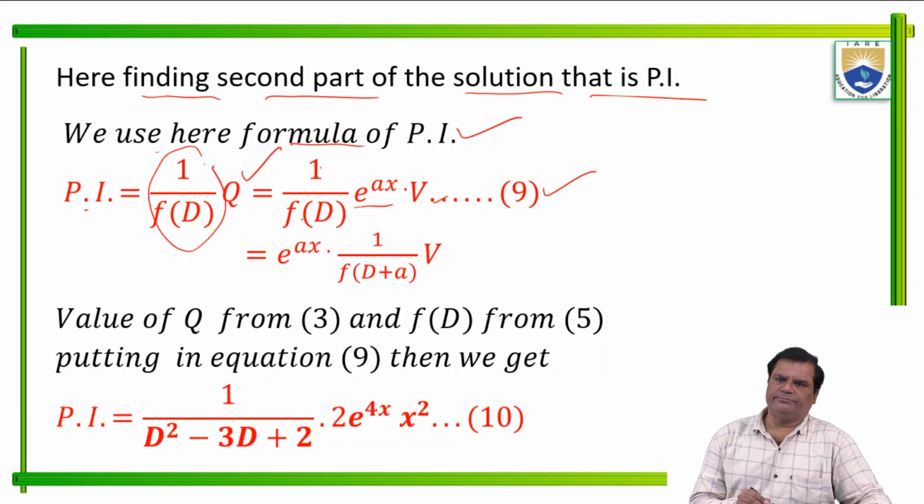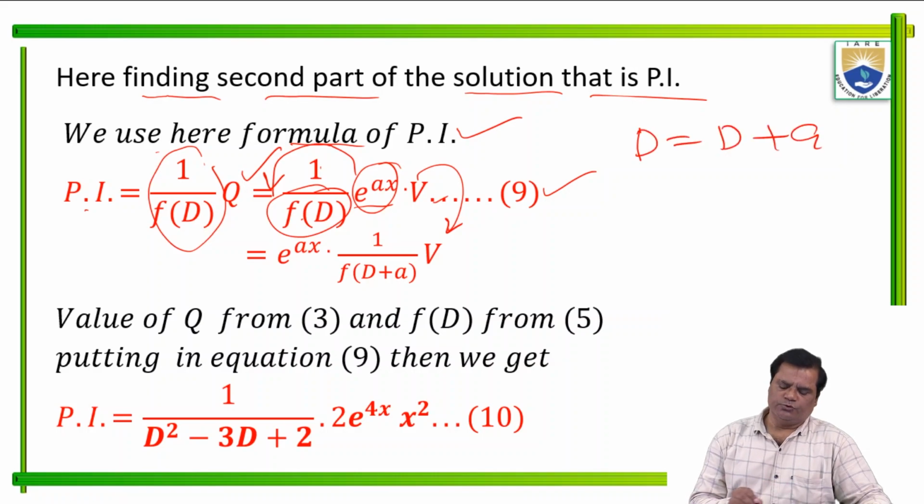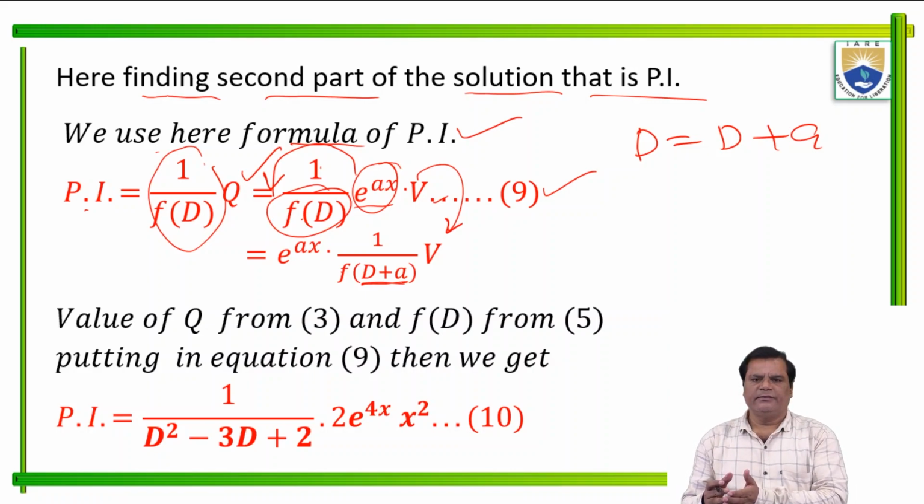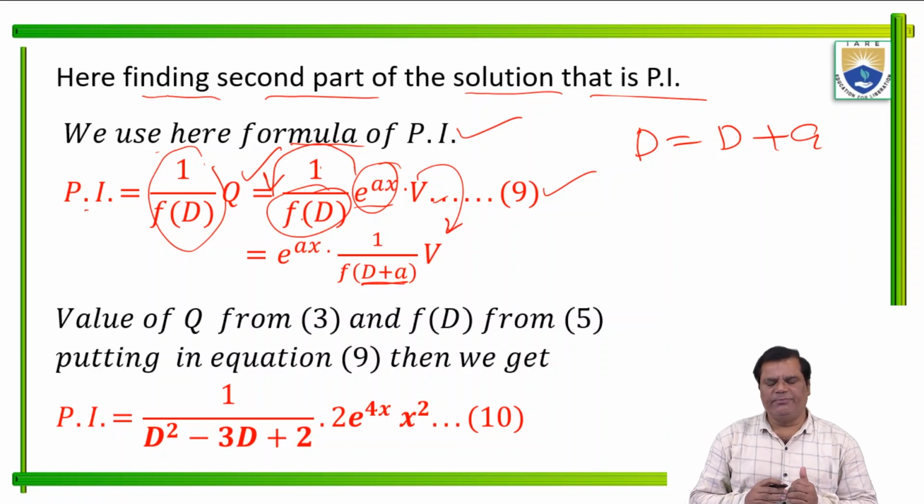This is equation 9. In equation 9, the exponential function is taken to the left side and V is taken to the right side, and in f(D), D is replaced by D plus a. So here f(D plus a). The exponential function is taken left side in multiply and the second function right side in multiply, and in 1 upon f(D), f(D) is in the denominator, so put D equal to D plus a in the denominator. This is the basic concept to find the particular integral.